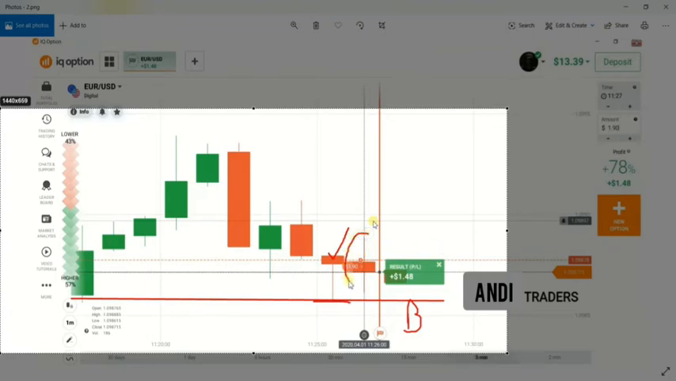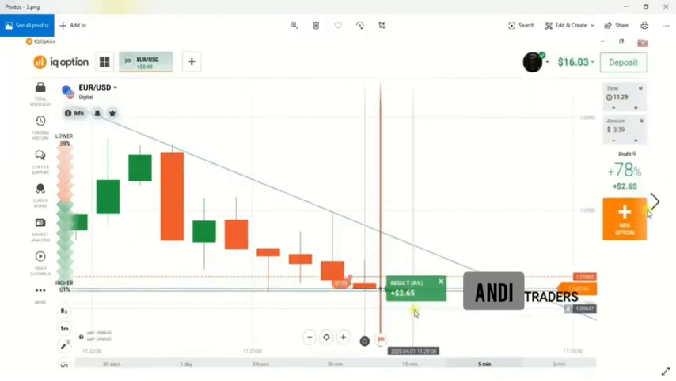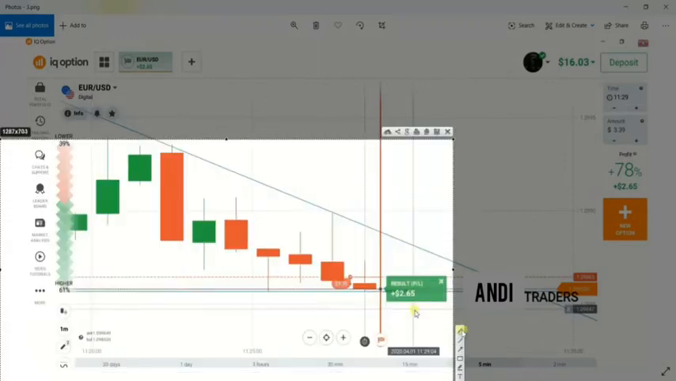Again you can see a spinning top candlestick, a continuation sign. The buyers are here, it is in the middle of the trend, so it will again continue the market, and again the market goes down. You can see here again the market goes down.